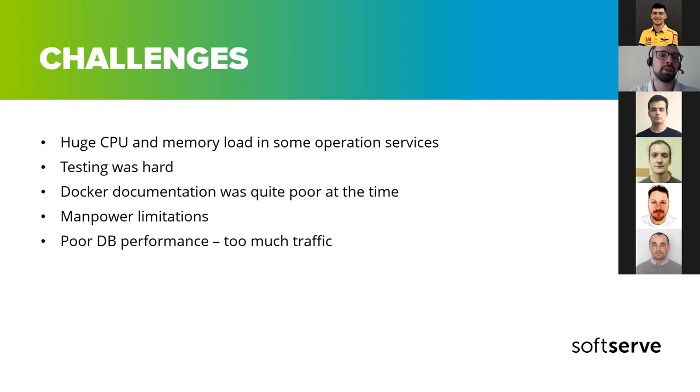The other one was that testing was hard, because obviously testing with files and high load systems is always hard, and it was quite hard to measure anything manually. The third was that the Docker documentation was quite poor at that time, because it was a few years ago, and Docker is known for not keeping their documentation up to date all the time. It also wasn't complete for everything that we needed.